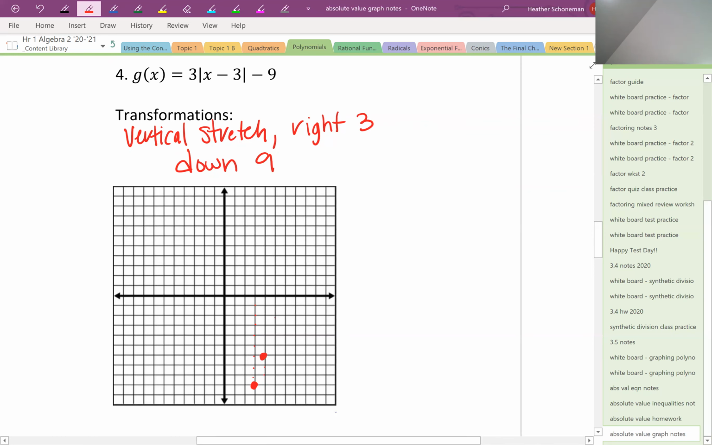Now I could go over 2 and up 6, or I could just repeat that pattern from this point. Over 1 and then up 1, 2, 3. Over 1 and up 1, 2, 3. And remember this is my vertex, so I have to go the other side. Over 1 and up 3. And then here is my absolute value.